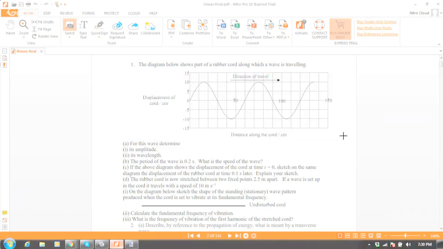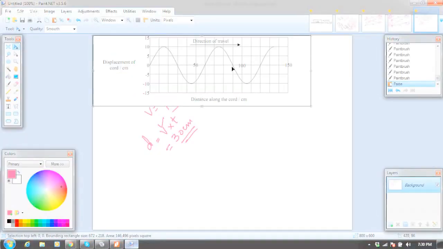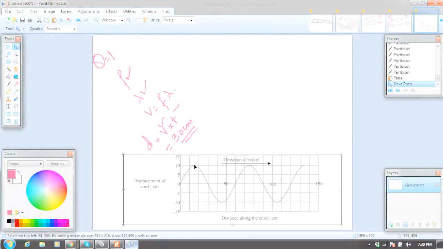So here, like this. Now the new wave will start from here. 30, this is 10, 20 and 30. Start from here. The new wave will be something like this. What a weird wave I have drawn.